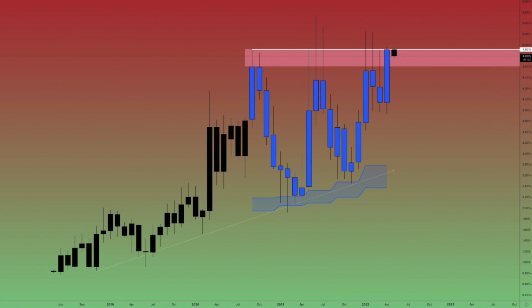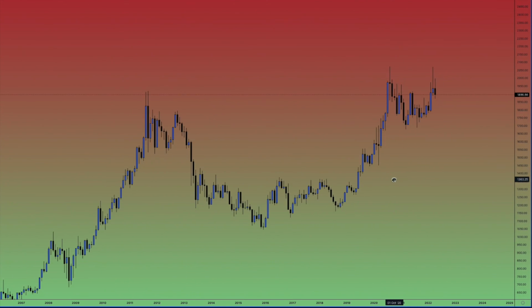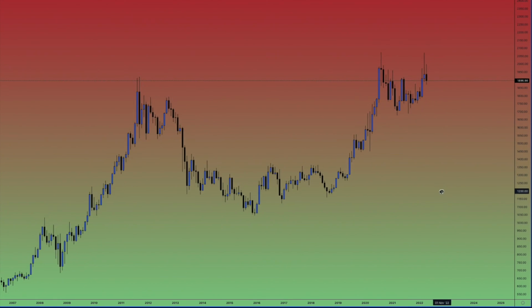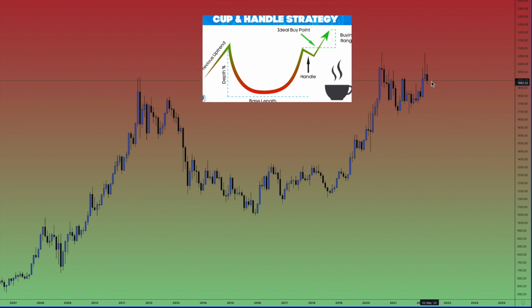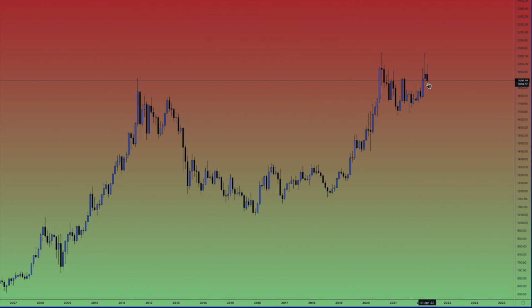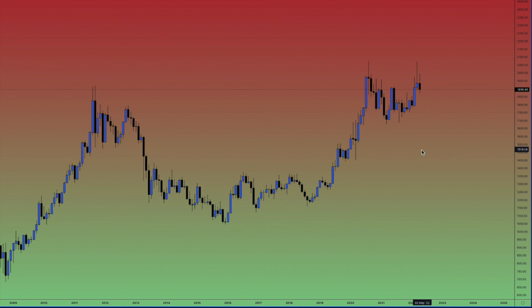Okay, gold. What can I say about this apart from a huge cup and handle? This is just crazy. This is the monthly chart. If this was going to close down, if the previous month closed a bit lower down here, I was going to start to get worried. But it's a very clean cup and handle here, and I'm just going to be keeping an eye on this. We day trade gold, so we're just going to keep doing what we're doing and wait for a turnaround in crypto, and we'll see what happens here.